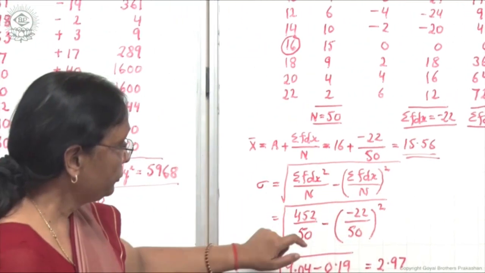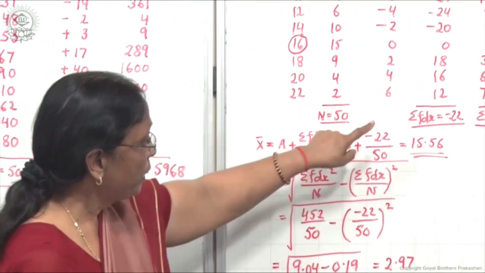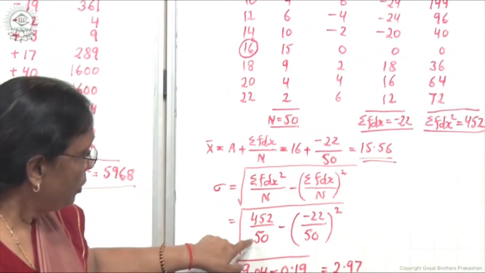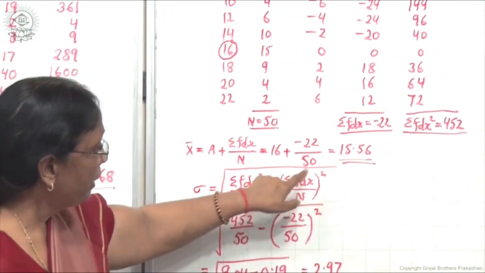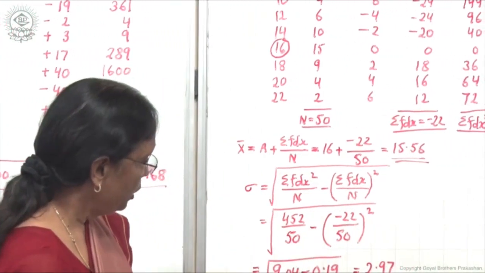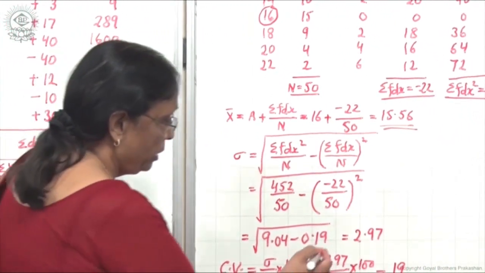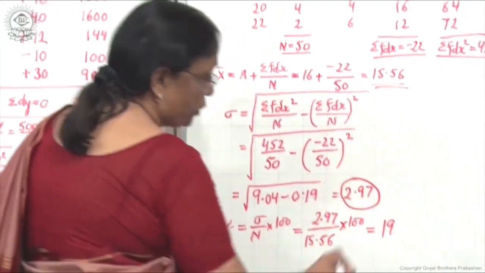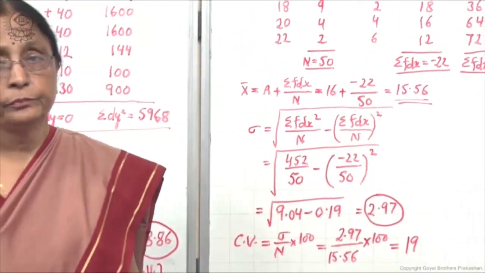Write down the formula. Sigma f dx square is 452 upon 50 minus sigma f dx, which is minus 20 upon 50, whole square, whole under root. Simplify this, and this is the standard deviation, 2.97.